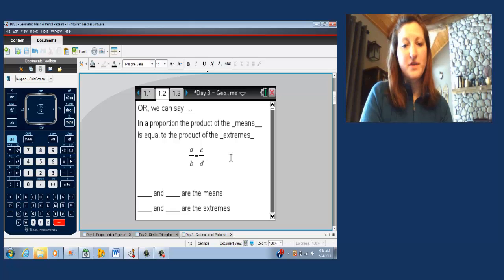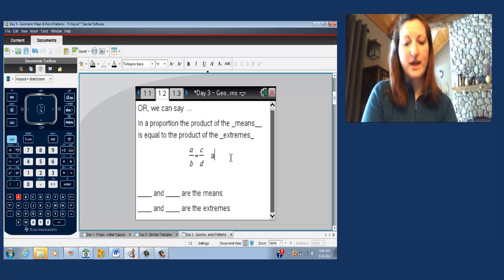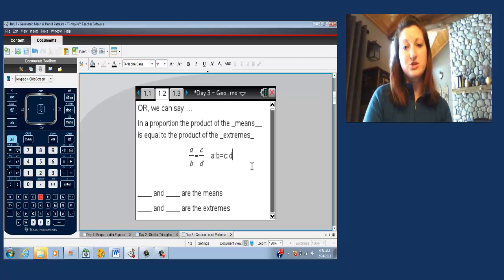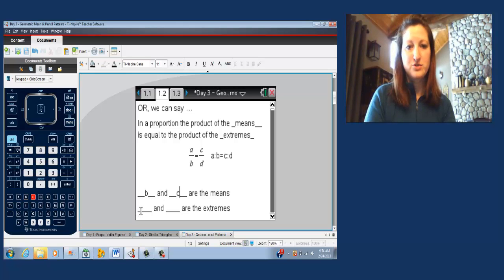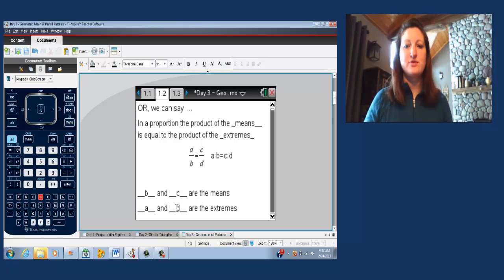Again, I said on day 1 that if you write it with a colon, so A to B equals C to D, it's a little bit easier to pick out the means and the extremes. The means are the things that are in the middle of that equation. So B and C would be the means. And the extremes then would be A and D. Those are the things furthest to the outside.